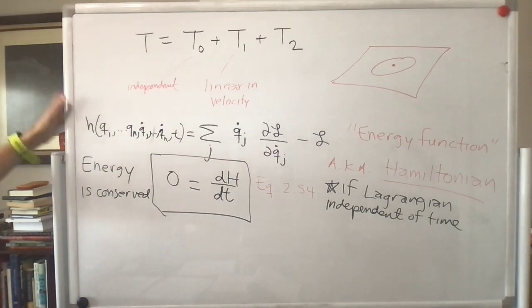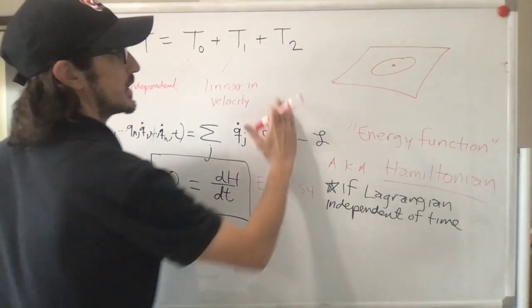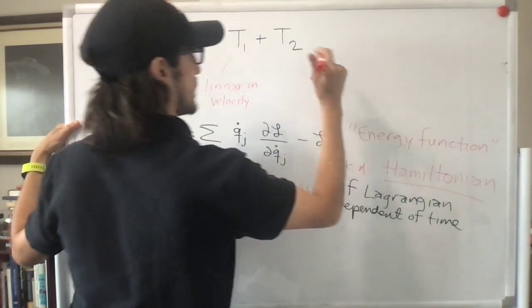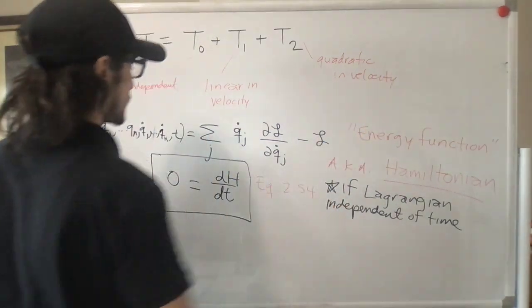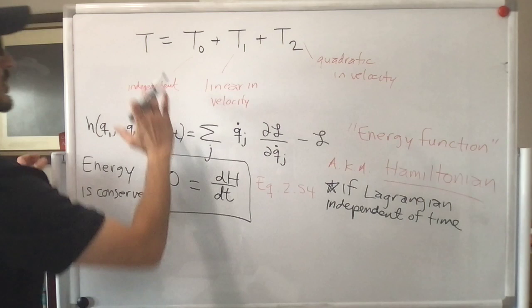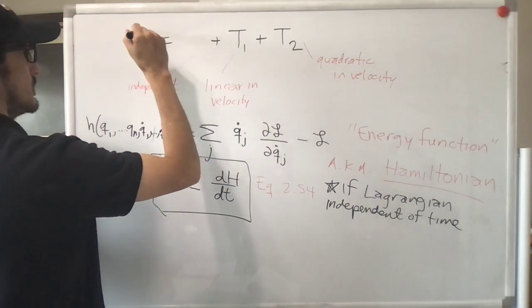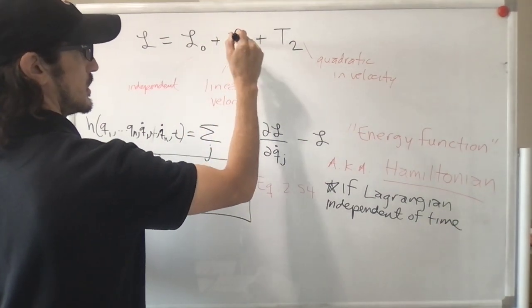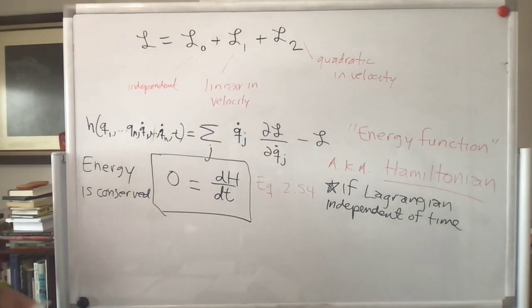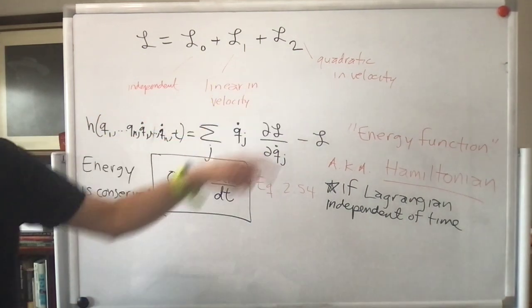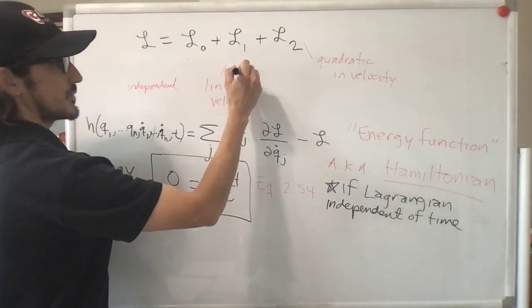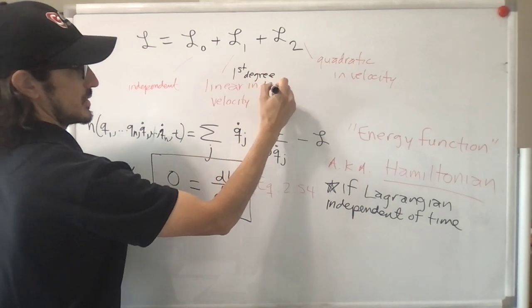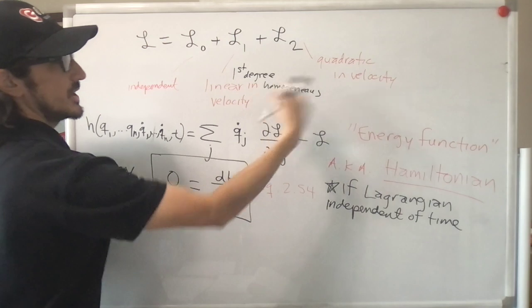Okay, so we had this kinetic energy that was independent, linear in velocity, and quadratic in velocity. We can do the same for the Lagrangian, although it's going to be a little bit more constrained, because it's not just linear or quadratic, but it's actually going to be first degree homogeneous and second degree homogeneous.